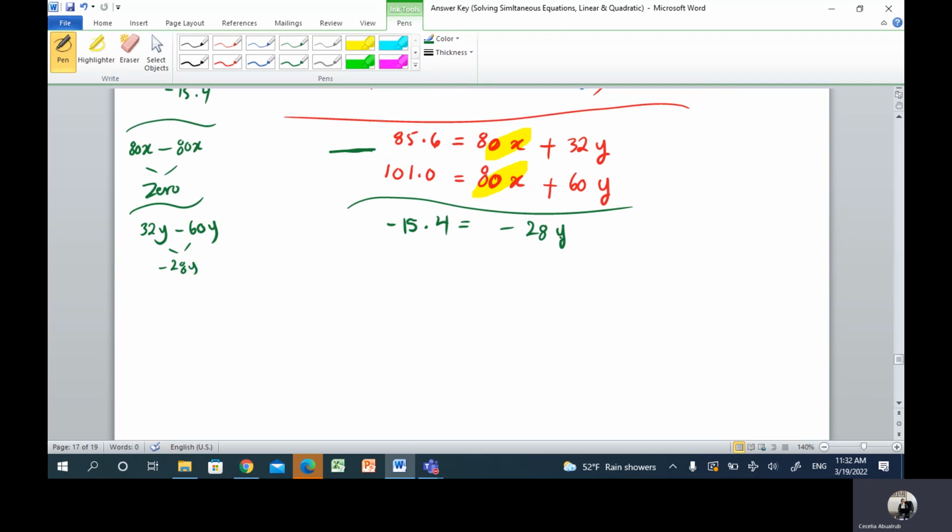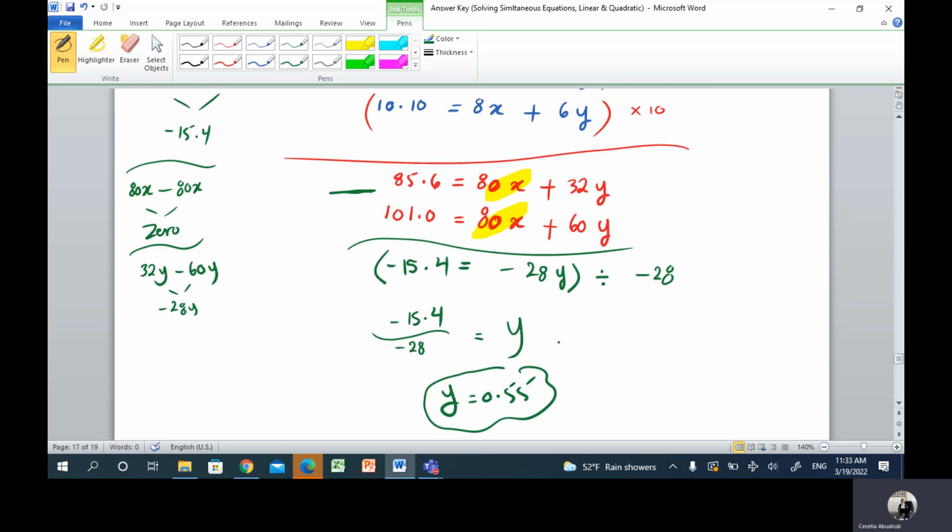So we have an equation with one unknown, which is y. We're going to apply opposite operations to solve for y. So divide each side by the coefficient of y, which is negative 28. So it will be negative 15.4 over negative 28. This is equal to y. If you insert this in the calculator, you will find y is equal to 0.55.